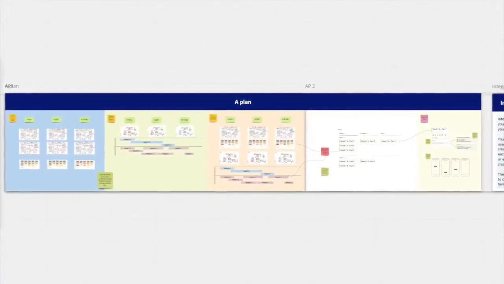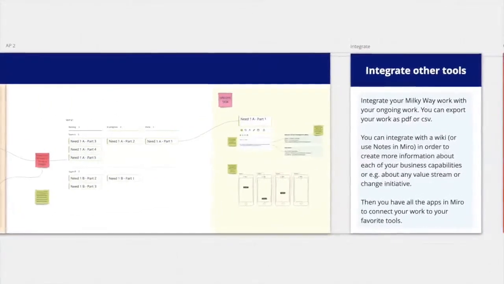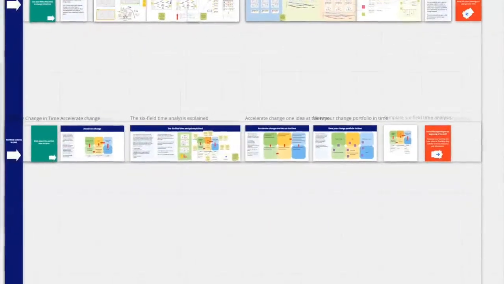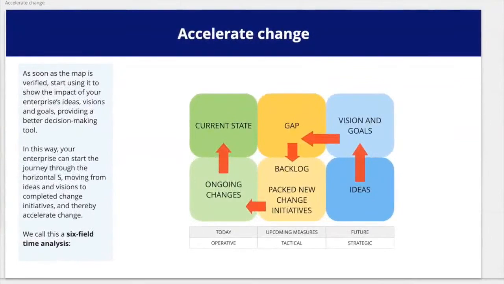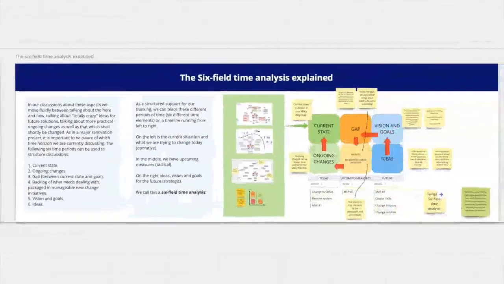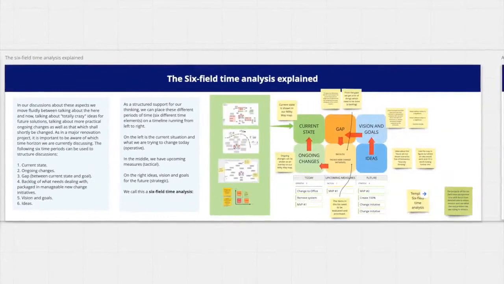You can see examples of roadmaps you can do and follow them all the way to actions and user stories, and how to integrate these with other tools you work in. Under Accelerate Change, you also find a description of the 6-field time analysis, a way to help you navigate change over time.